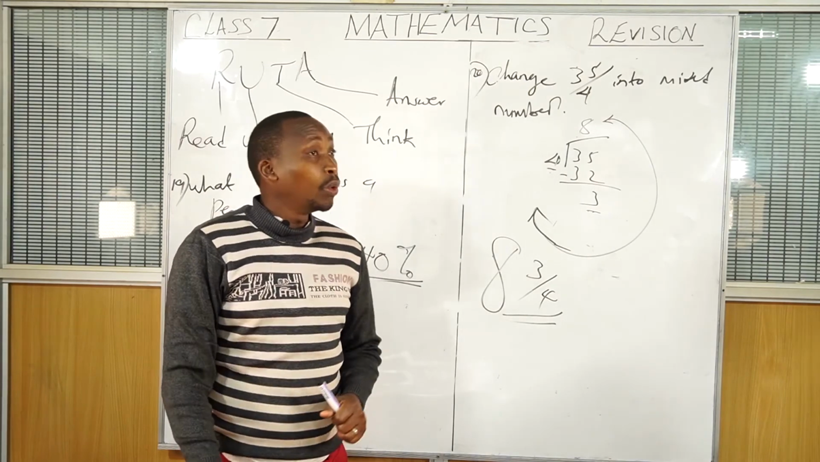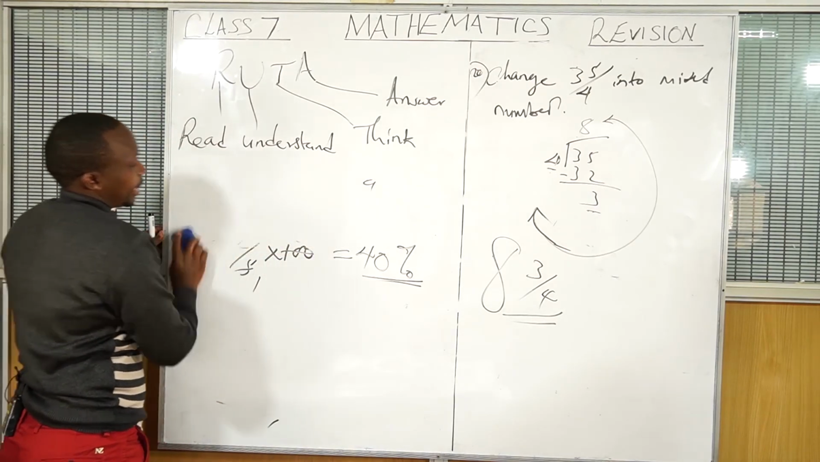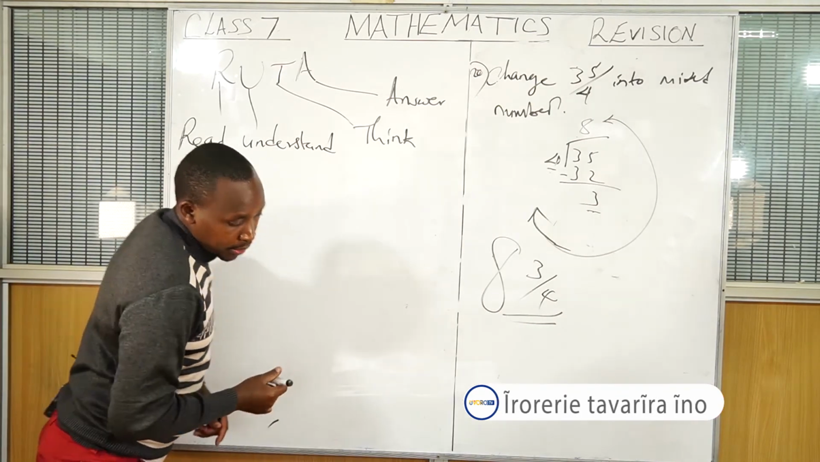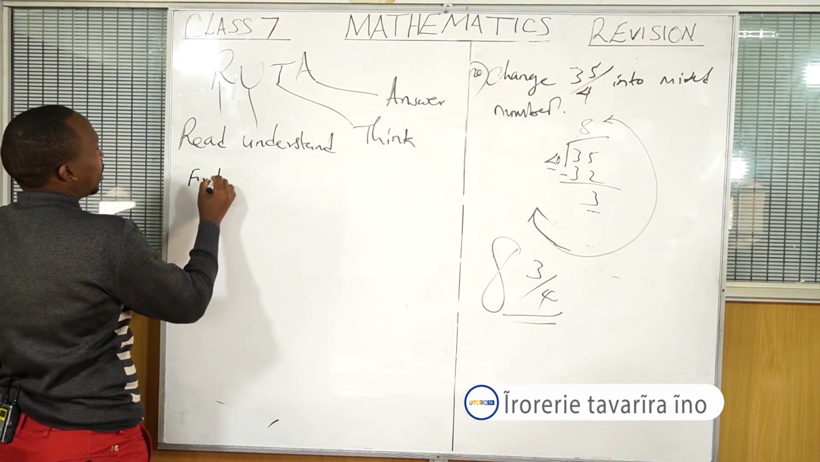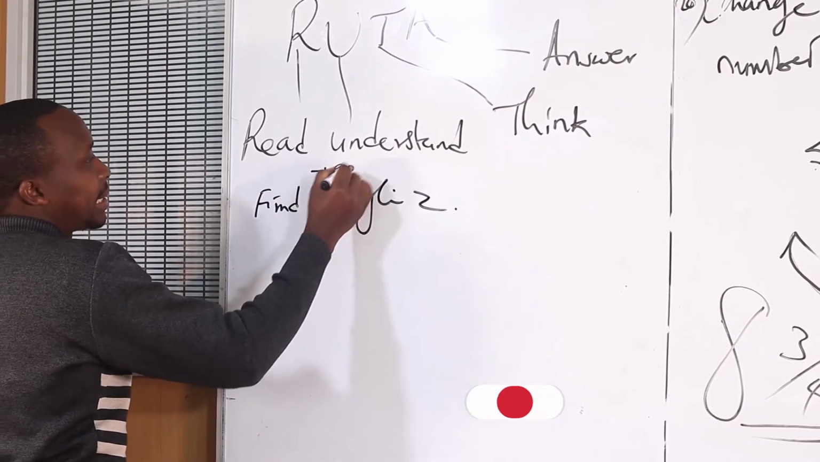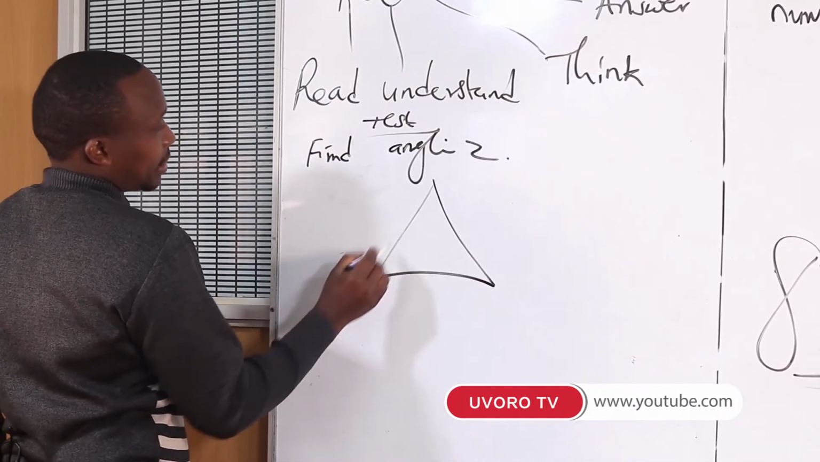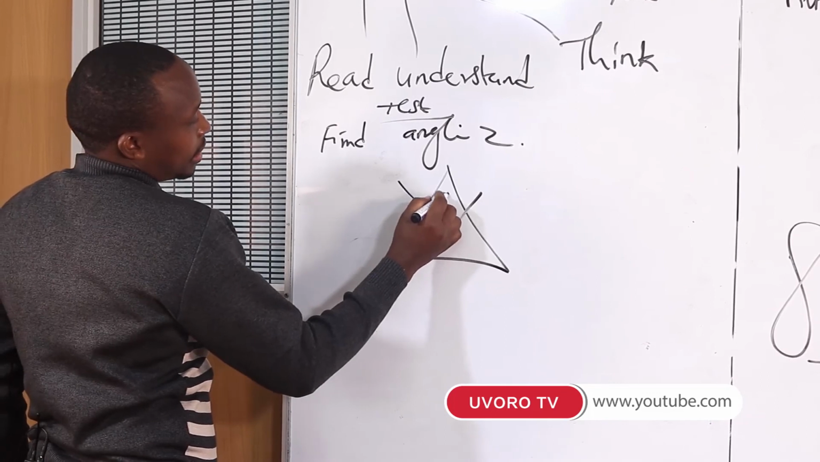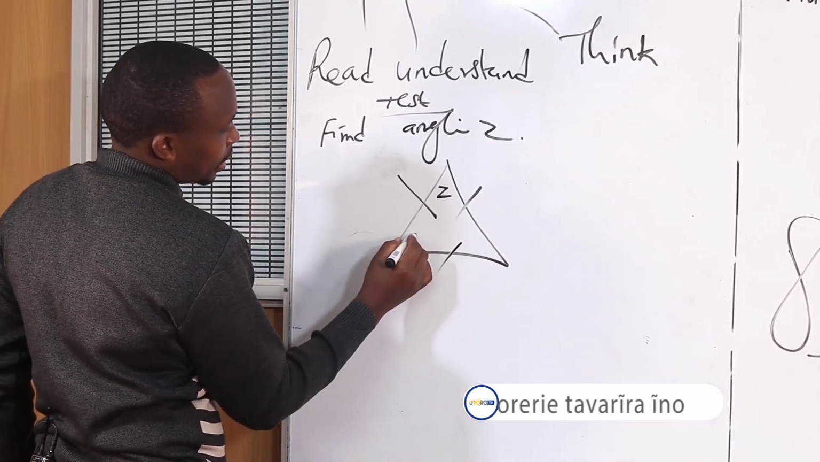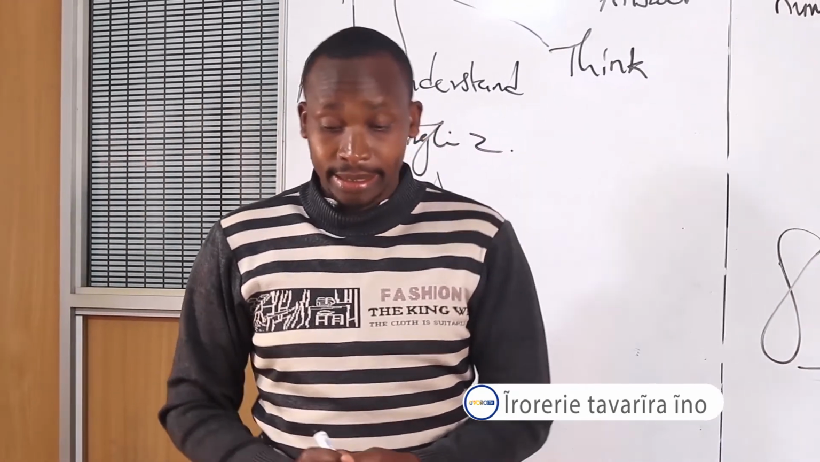But just before we wind up, I have a question which I need you to do. Find angle Z. This is a test. Find angle Z. This is Z, and this one is 60 degrees. That one is 60 degrees.